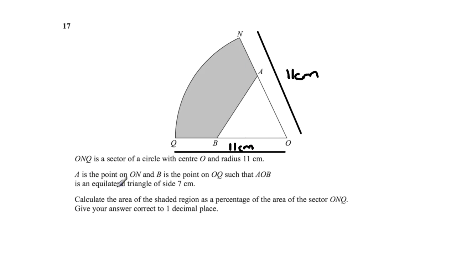It also states that OAB is an equilateral triangle of side 7 centimetres. So OA is 7 centimetres and OB is 7 centimetres. So I'm just going to write it in the diagram. So this OA is 7 centimetres, and OB is also 7 centimetres.